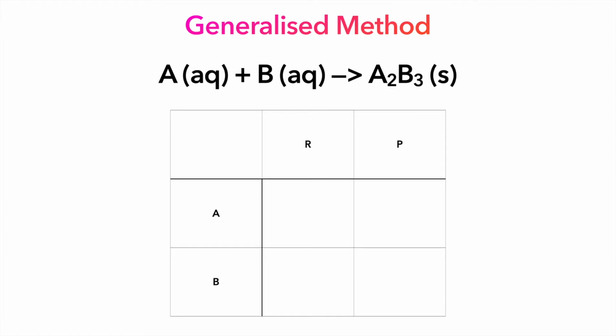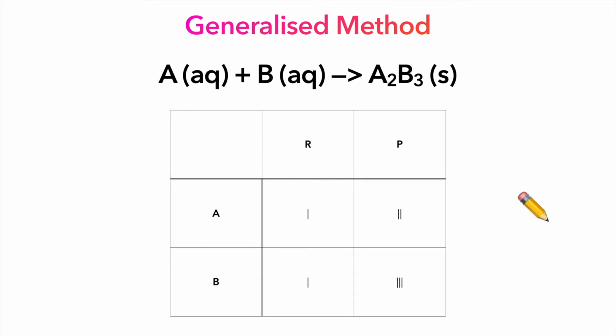Now I start a tally of how many of each element I have on either side of the reaction. If I'm writing this on paper, I'll make these markings in pen. On the reagent side, I only have 1A and 1B, so I'll tally that in. On the product side, I have 2A and 3B, so I'll write that down as well. I'll now switch to using a pencil, so that if I make a mistake with my multiplication, I can always erase it and start again.